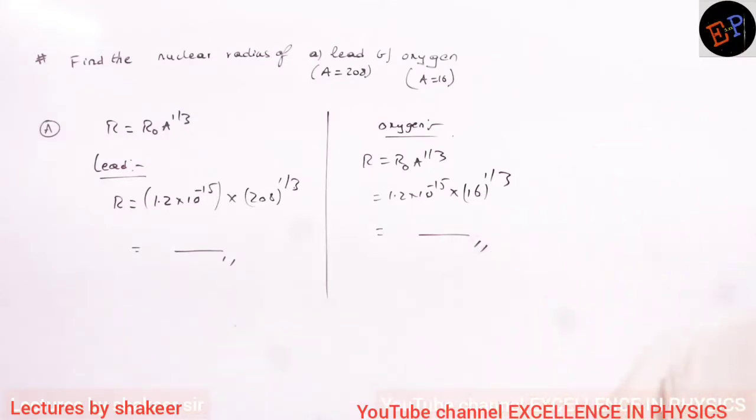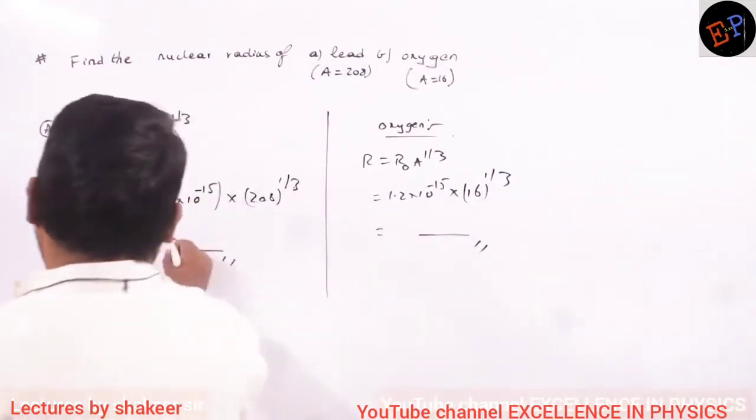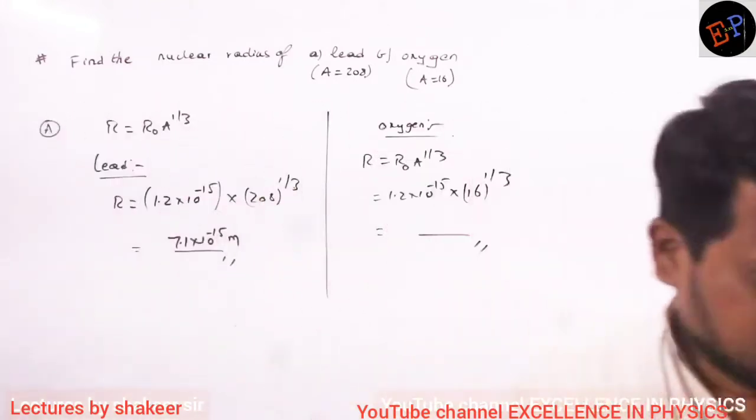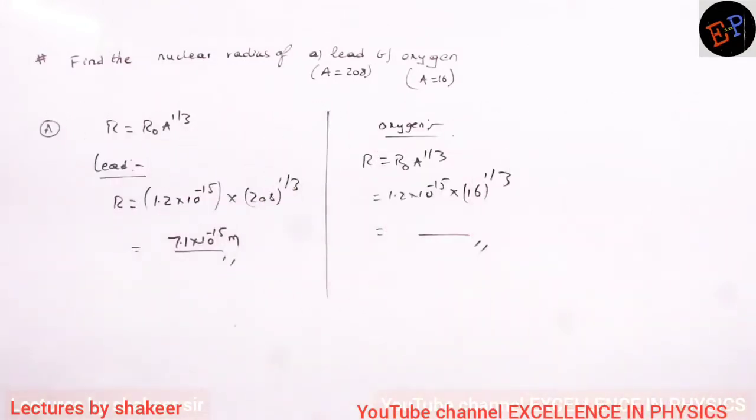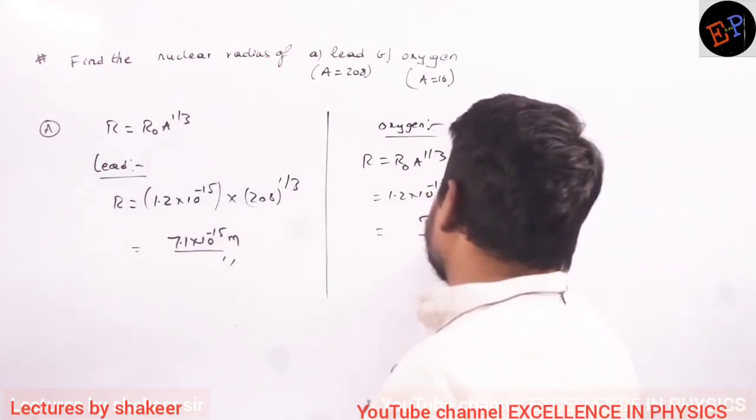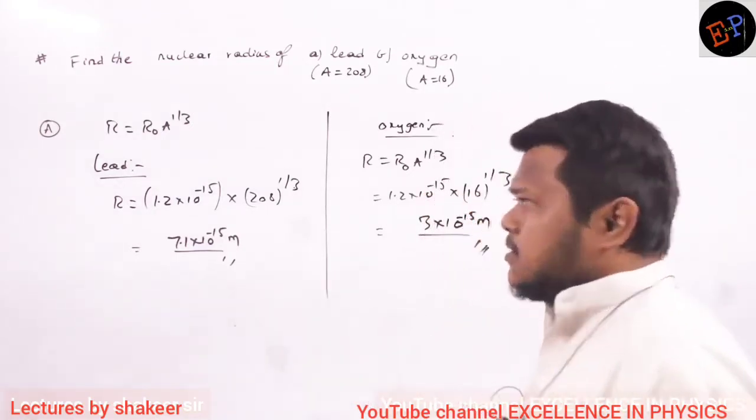So the final answers which he gave are, for lead, 7.1 into 10 power minus 15 meters, and for oxygen, 3 into 10 power minus 15 meters. So these are the answers.